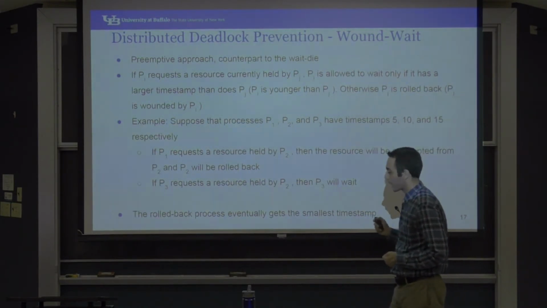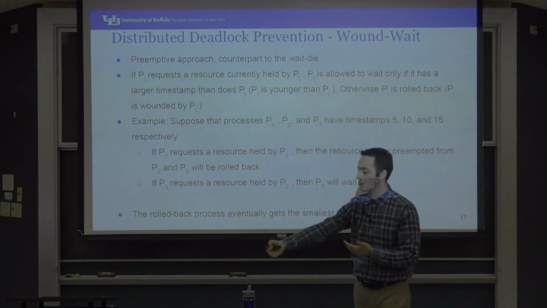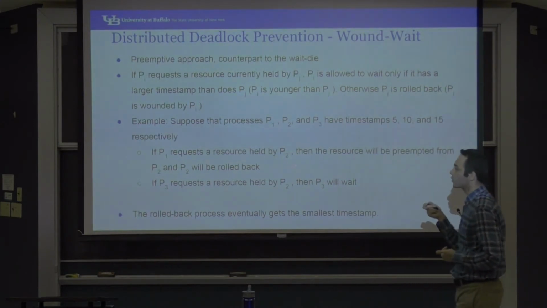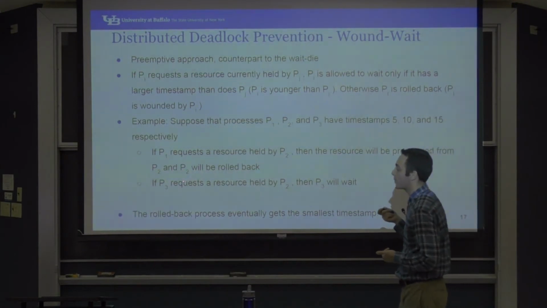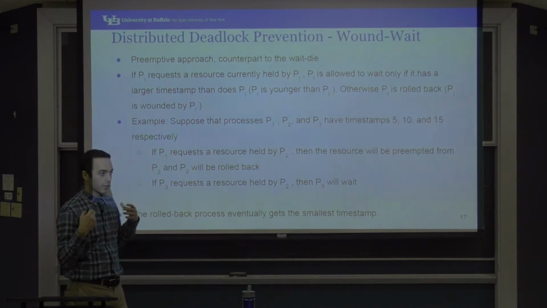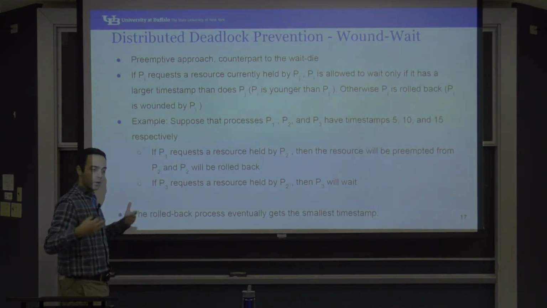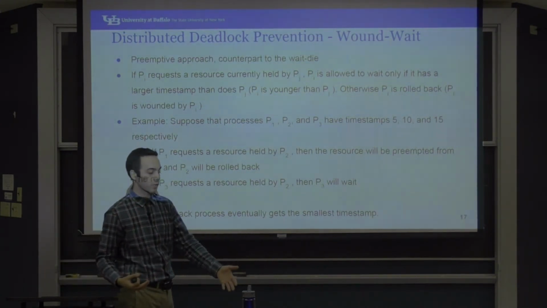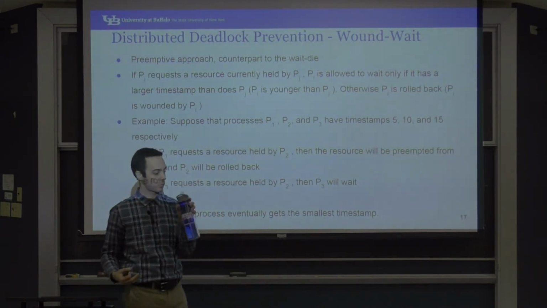Okay? So, again, the same example. We have P1, P2, P3 with the same timestamps. P1 is the older one, P2 is holding the resource, and P3 is the younger one. So if P1 requests the resource held by P2, the resource will be preempted from P2, and P2 will be rolled back. In this case, the requester doesn't wait or roll back. The requester, if they're older, has privilege. They actually wound the process holding the resource. It rolls back, and the older process obtains the resource.